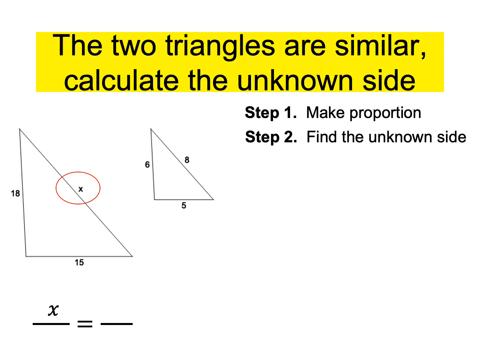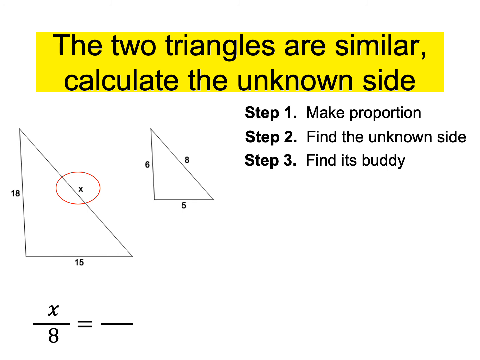So look at the two triangles. What does side x go with on the smaller triangle? On the smaller triangle, find its buddy, right? On the smaller triangle, x goes with 8. So put 8 on the bottom. I've got the side of the large triangle over the corresponding side of the smaller triangle. So x goes with 8.